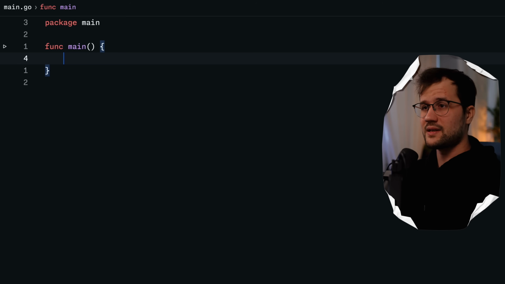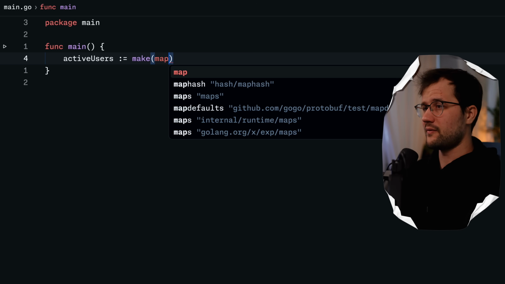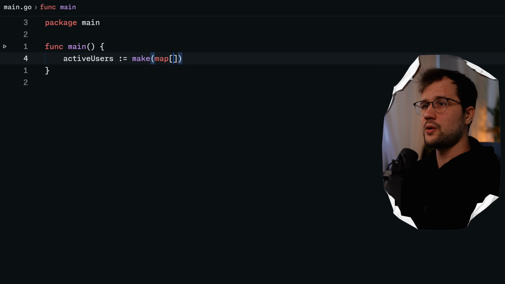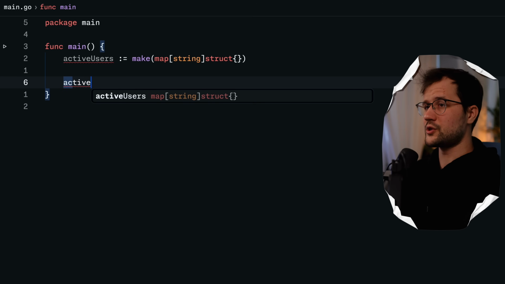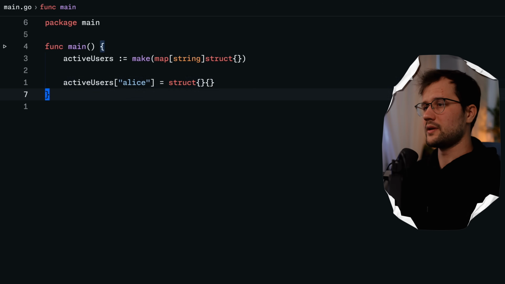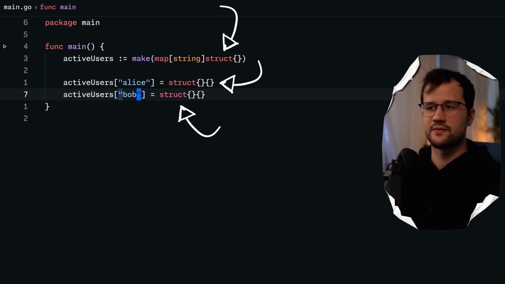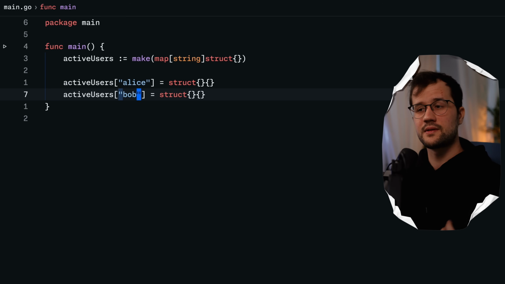Examples would include tracking unique visitors, deduplicating data, or managing whitelist or even blacklist entries. So we could define active users here, for instance, and we would declare a map for this specific use case. As the key, we are using a string, and for the value, we are going to use an empty struct. Then we can say activeUsers Alice, and use struct{} right here. We can do the same thing for Bob. Now using an empty struct as the value saves memory because each empty struct takes 0 bytes, while each bool, for instance, takes 1 byte.